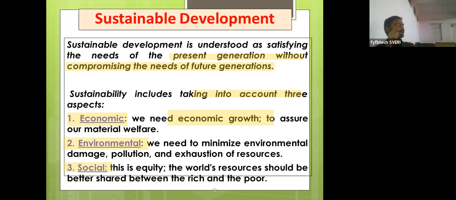So in sustainable development, what questions are you going to get? You are going to get: what is sustainable development and what are the factors coming into sustainable development. First one is economic, second one is environmental, third one is social. These three factors you have to remember. So write it as important. These points are important. Have you written?